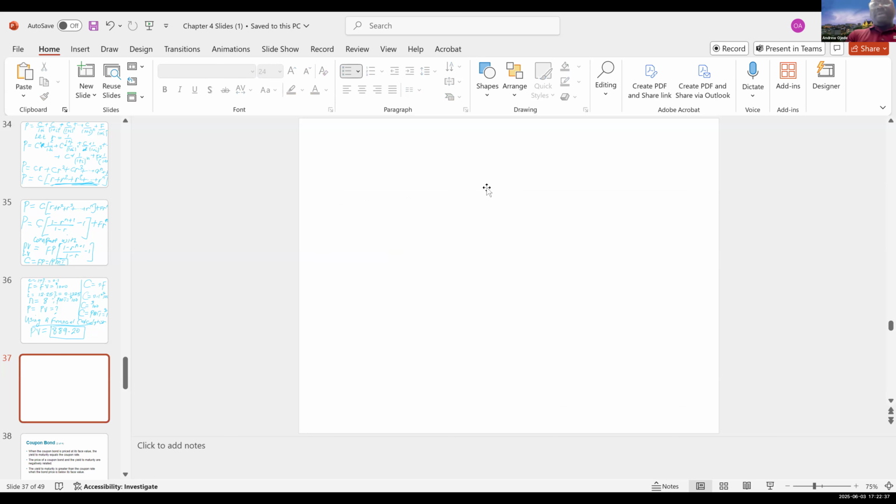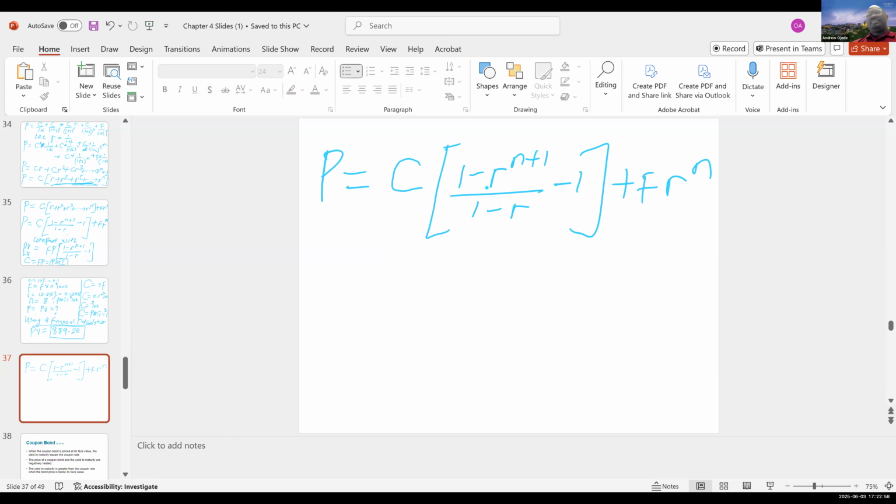So we know the formula method says that the price of a coupon bond, we found it to be C times the quantity (1 minus R to the N plus 1) divided by (1 minus R), minus 1, plus F times R to the power N. So let's substitute the known values.